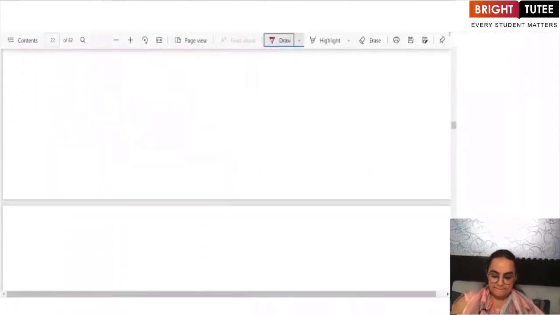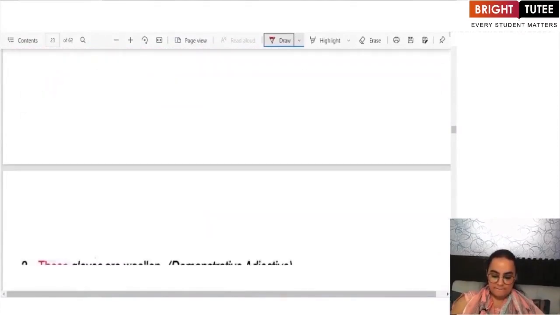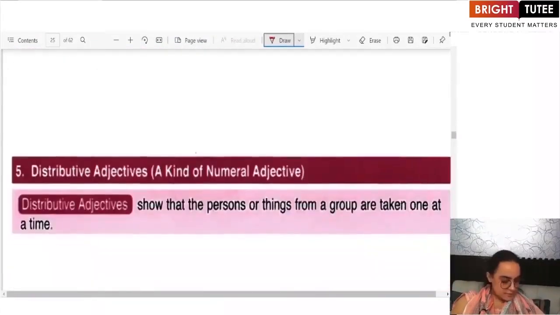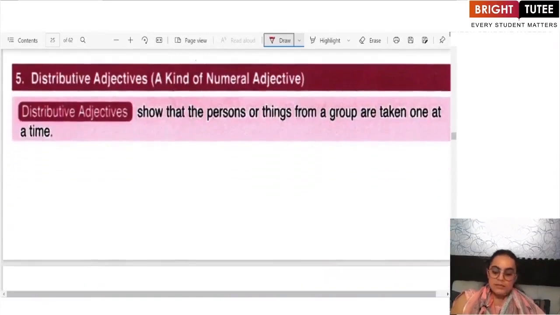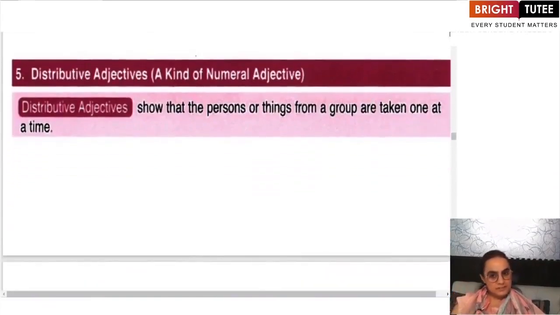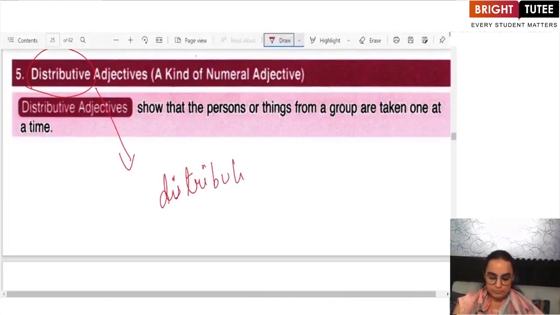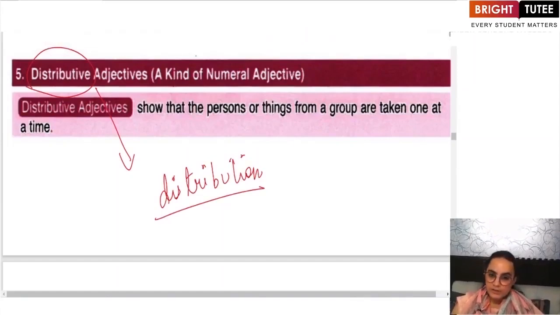Next, as we have already done that, next is distributive adjectives. Now, distributive word is derived from distribution. So, what are distributive adjectives? Distributive adjectives are those adjectives which tell you how something is distributed between the nouns or between the pronouns.